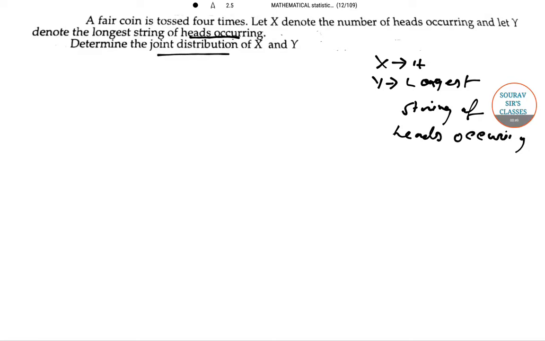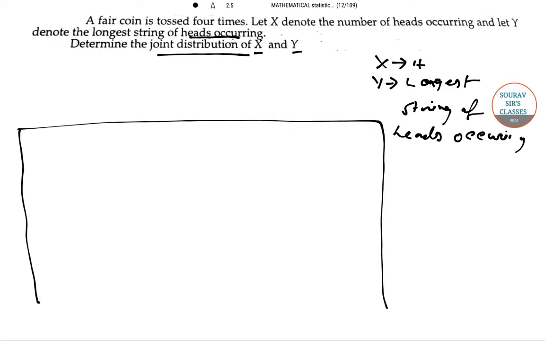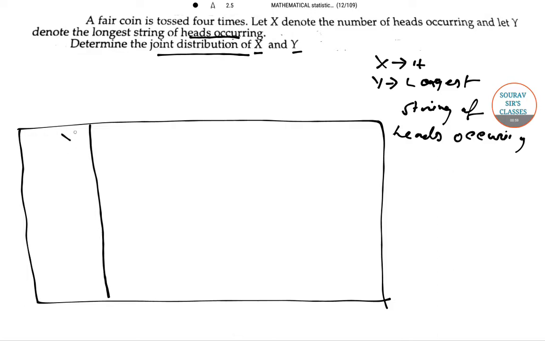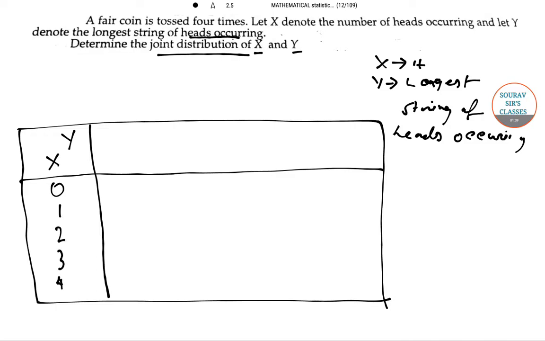Now determine the joint distribution of x and y. So how do we do it? In order to write down the joint distribution, we have to make this graph. I will take y here, I will take x here. Now x can take the values 0, 1, 2, 3, 4, and y can take the values 0, 1, 2, 3, 4.